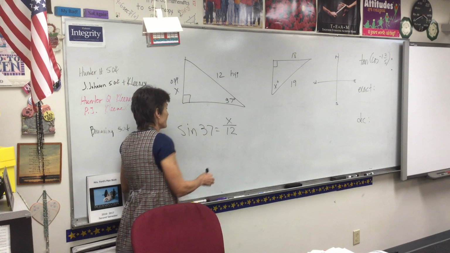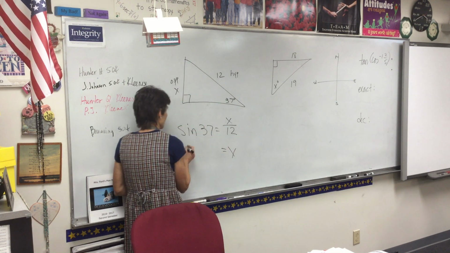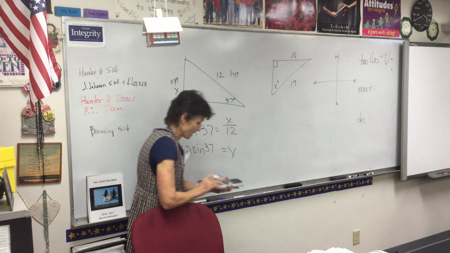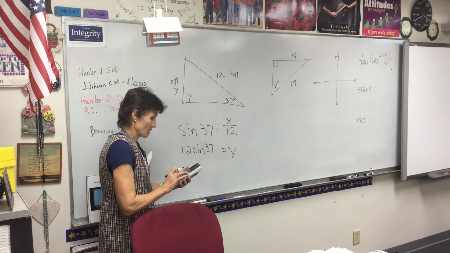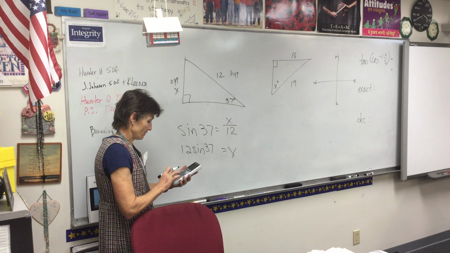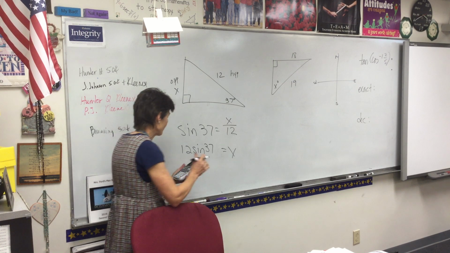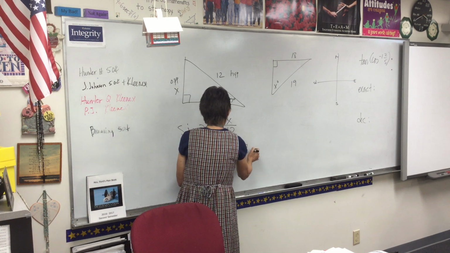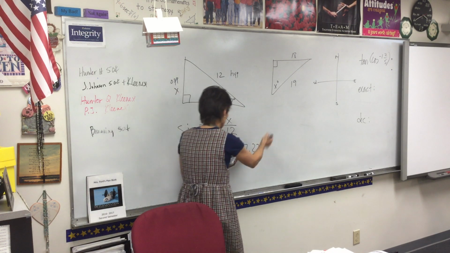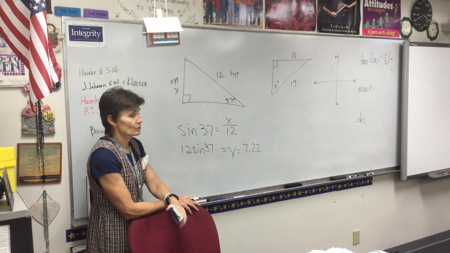Now to solve that, we got to get x by itself, so we'll move the 12 over. We'll make sure our calculator's set in degrees. And 12 sine 37, I got 7.22. Doesn't tell me how to round, so I'll just do the hundredths, 7.22.